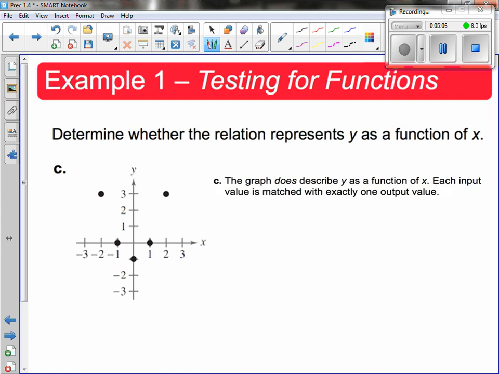If we would draw a straight line and carry it across that entire graph, would it cross twice? No. So we're good. This is a function. Each input value is matched with exactly one output. Because if we had another point put here, then it wouldn't. I would have 2 at 1. So it wouldn't work.